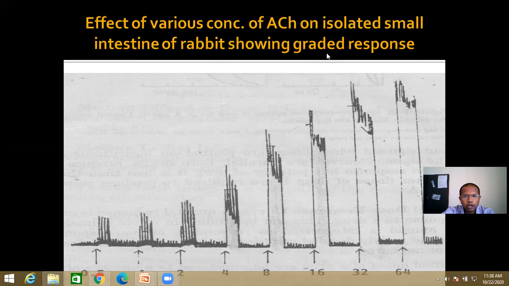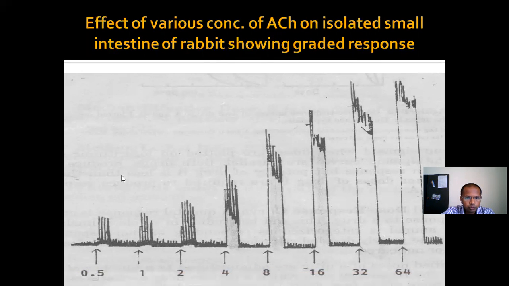So what are we showing? A graded dose response curve. Why graded? Here you can see it is 0.5 milligram, 1 milligram, 2 milligram. We are raising the concentration in geometric progression, and the response is also increasing. As the responses increase at higher dosages, it is very difficult to plot this on a graph.